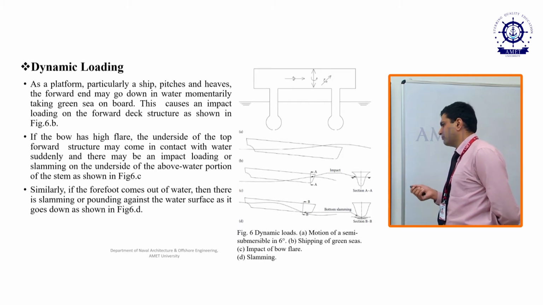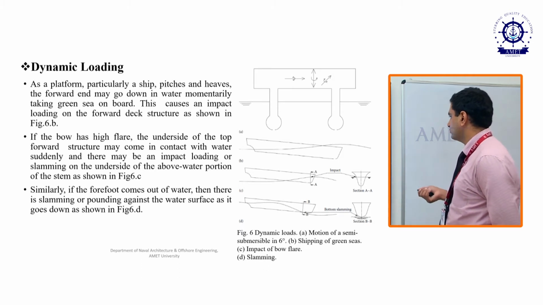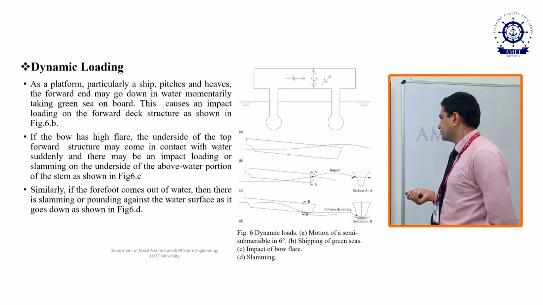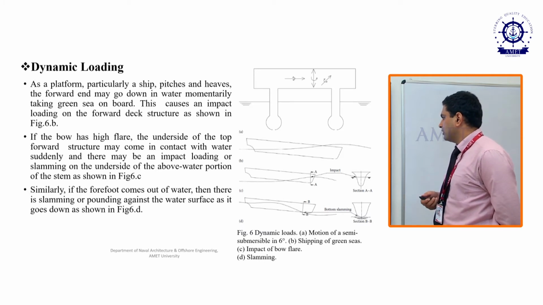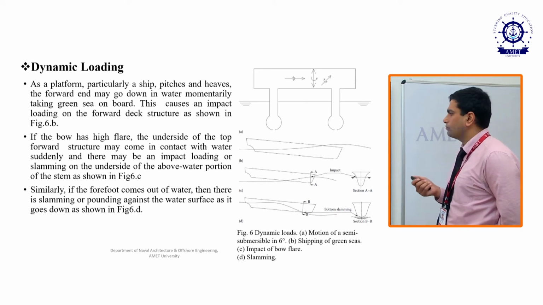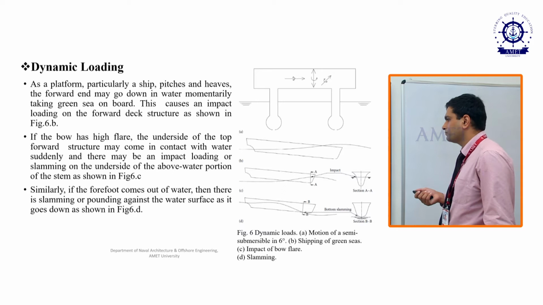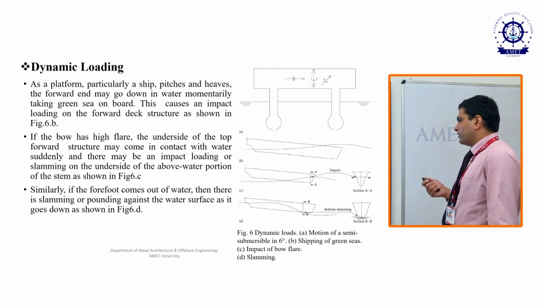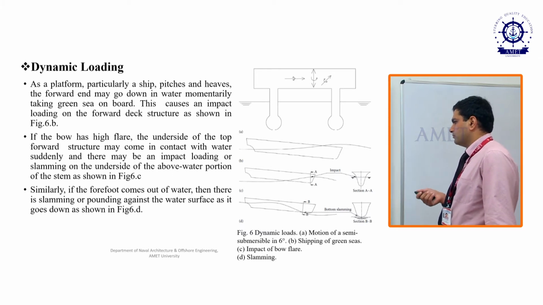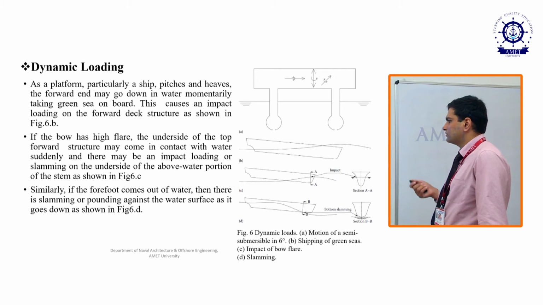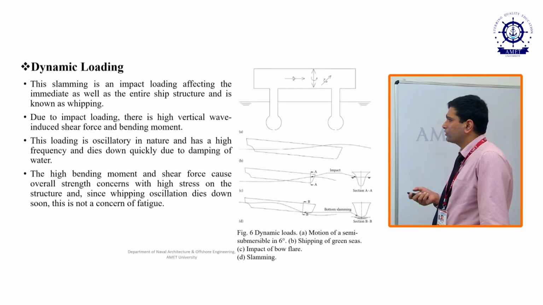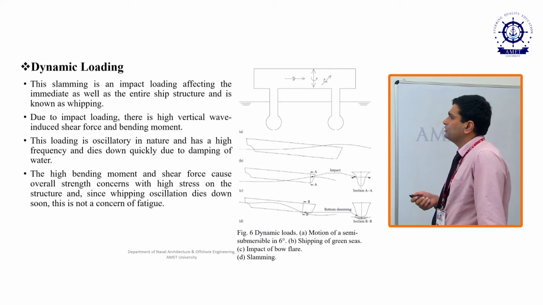loading or slamming, as we say in general terms, which can be seen in this diagram part C. And because of this slamming, you require a strong bottom structure in the forward section. So we also say that the forefoot comes out of water. This then again causes pounding and slamming taking place in forward and aft, causing damage to the ship. So all these loads are very important to be known by us.